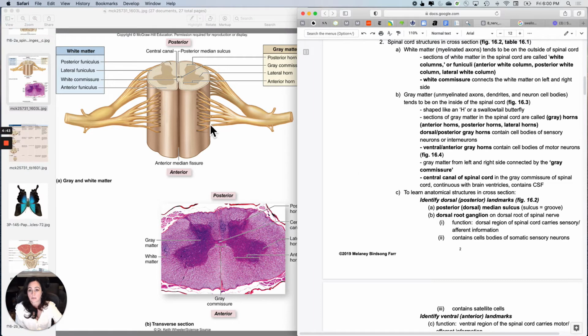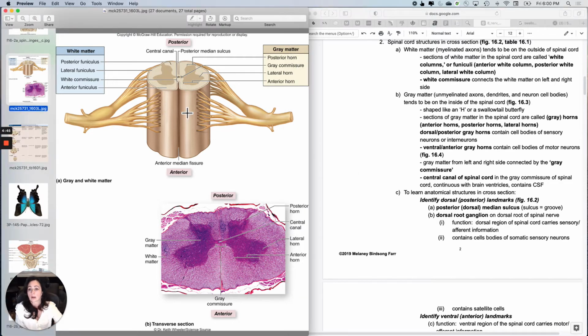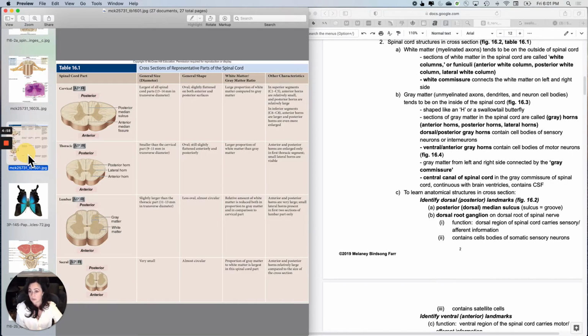So that's called the white commissure. One more time with this: anterior white columns, posterior white columns, lateral white columns, white commissure. And then the gray matter has a really distinct shape, even though, again, it varies a little as you go through.